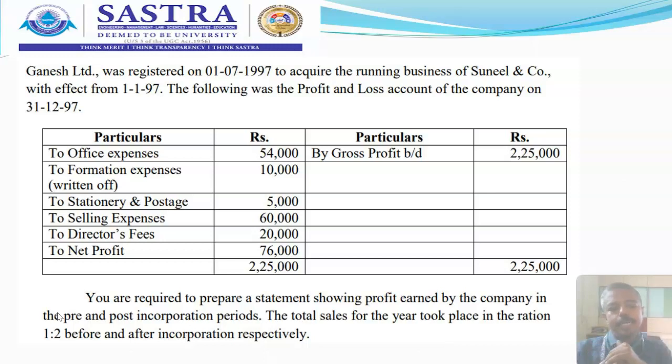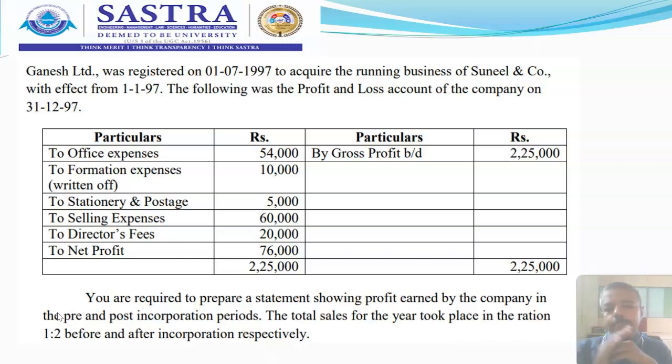Here it is mentioned as 1st January 1997 till 1st July 1997. That is called the pre-incorporation period. If you count the months from January to 1st July: January, February, March, April, May and June, we have 6 months, because the company started on 1st July. So before that we have 6 months. Write that as 6 months, the pre-incorporation period.